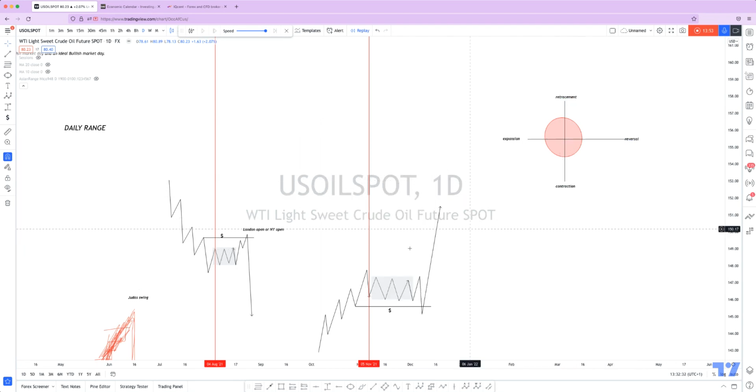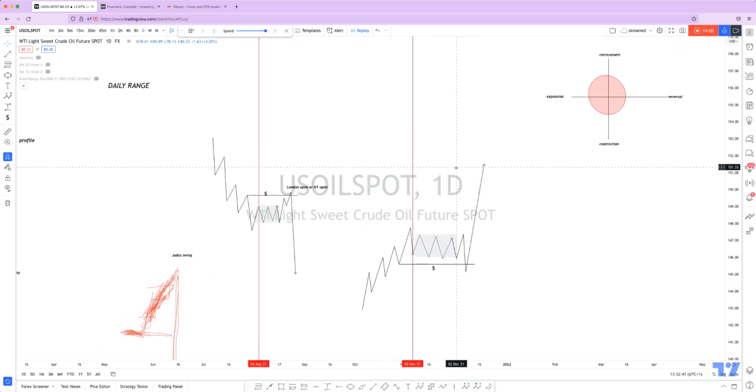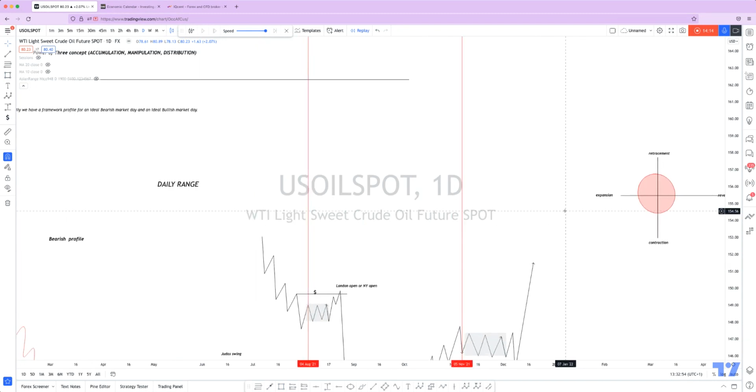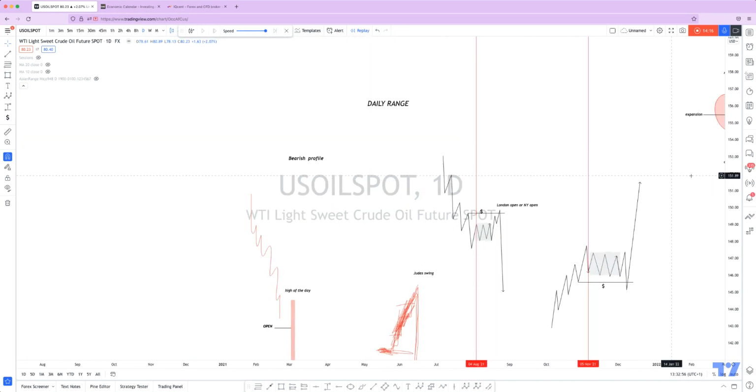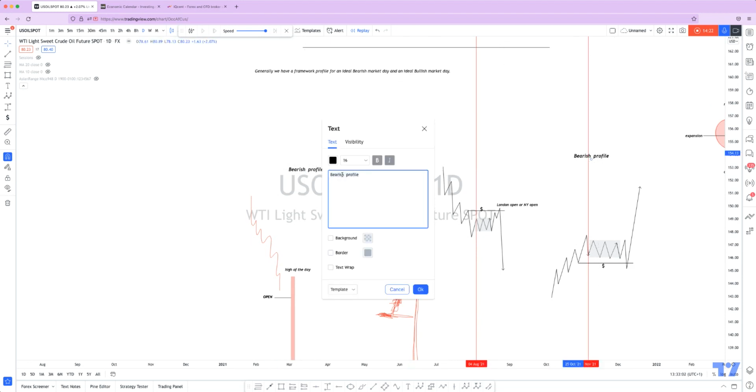So now contraction is what has happened here. We have the expansion, the market expanding to this point. Then we have the retracement and then the reversal. So in an ideal market, this IPDA is somewhat similar to this. This is not the course of this content, so we'll look at that in another lecture. This is just the basic daily range of a bearish profile and also a bullish profile.